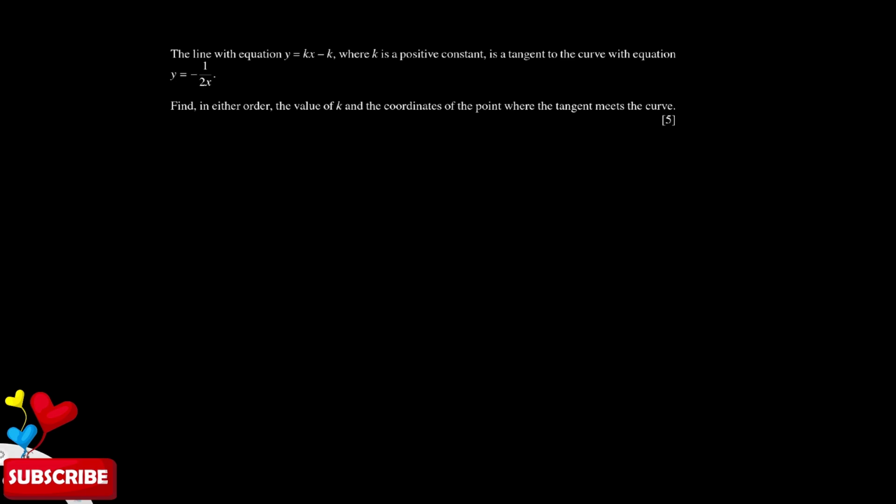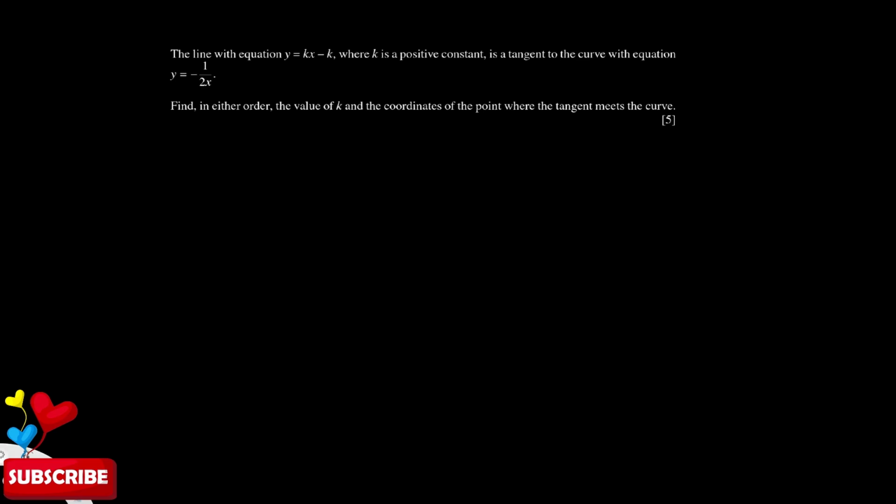Question 1, we are told a line with equation y equals kx minus k, where k is a positive constant, is a tangent to the curve whose equation is y equals negative 1 over 2x. Find in either order the value of k and the coordinates of the point where the tangent meets the curve. So the first thing that we need to identify here is that these curves are going to intersect.